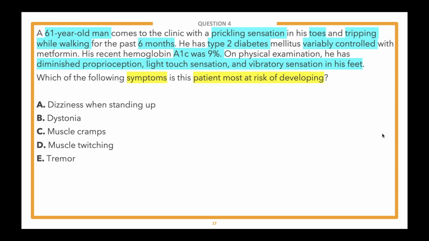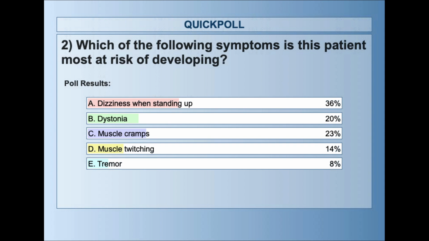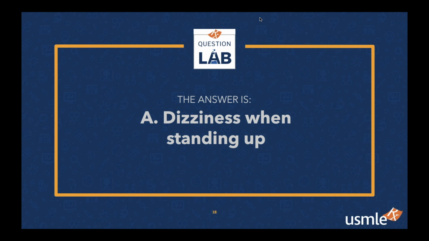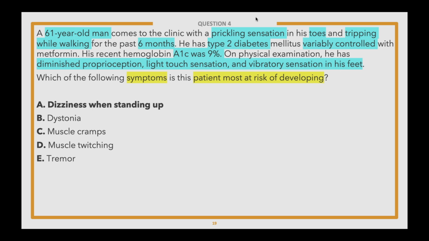All right, let's take a look and see what all of you selected. Looks like in first place we have dizziness when standing up, and in second place was muscle cramps, closely followed by dystonia. So let's take a look and see what the correct answer is. And the correct answer is A, dizziness when standing up, and 36% of you got it right. So great job. This was a tough question. Well, let's make sure we understand why the correct answer is correct and why the incorrect answers are incorrect.